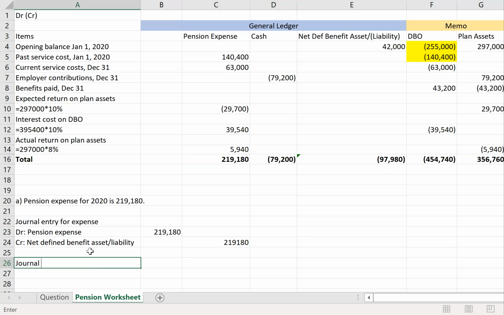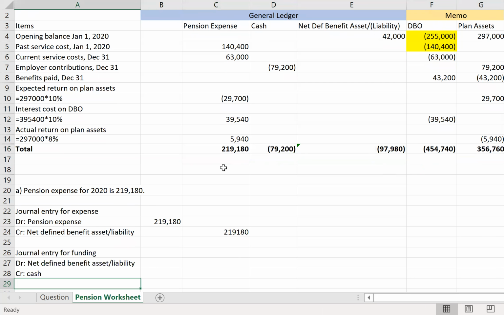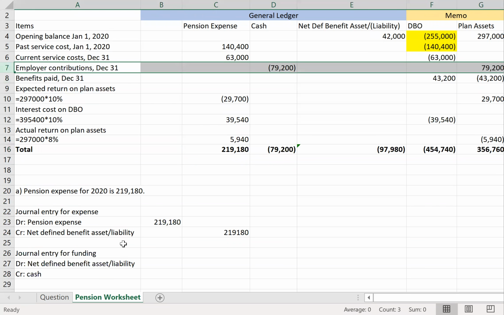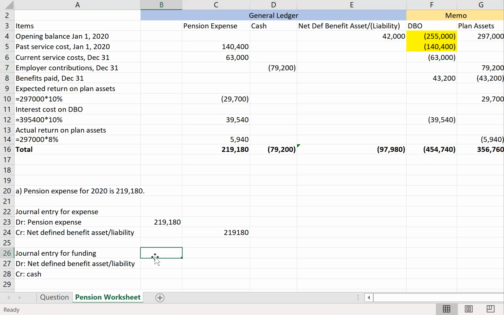And the journal entry for funding is going to be debit net defined benefit asset or liability, and credit cash. And you can see the cash credit here. This was for contributions, remember? Employer contributions. So this is going to be 79,200.